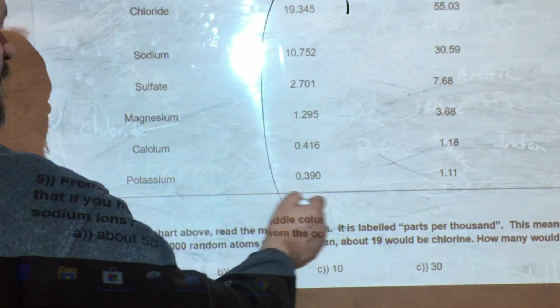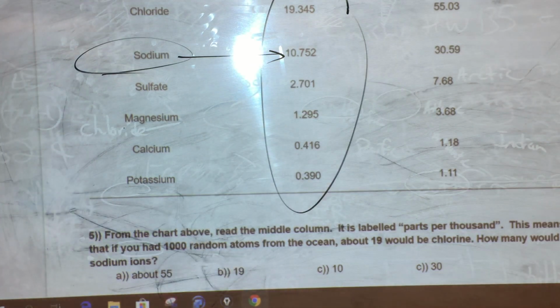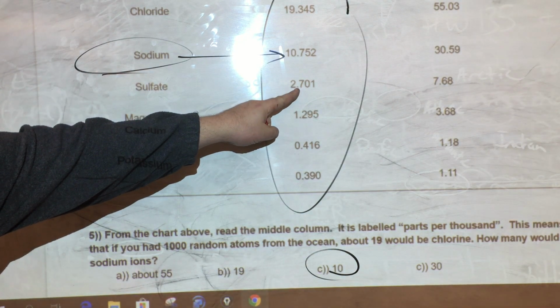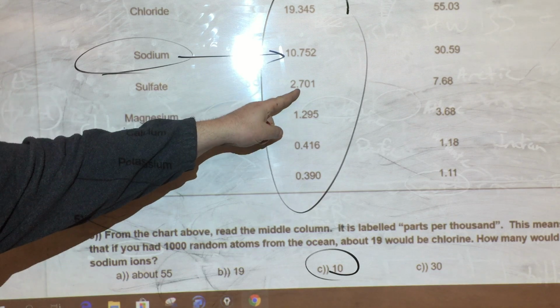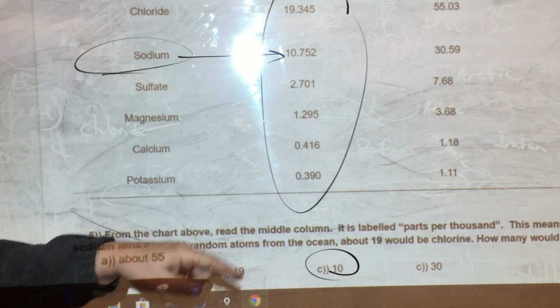So here's the middle that we're talking about. Here's sodium. So that means 10.7 atoms. Well, let's just round that to 10. 2.7 of those atoms would be sulfates. So that's actually more like 3. And one of the atoms would be magnesium, and so on.